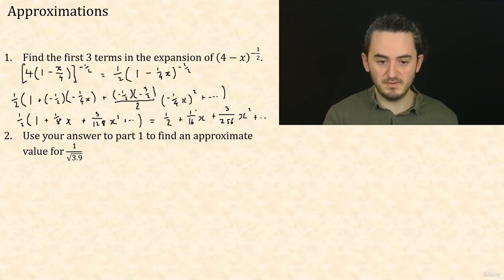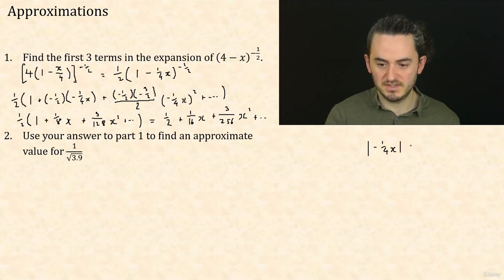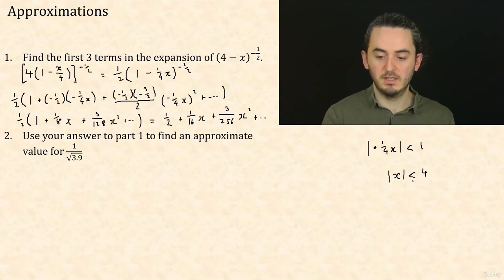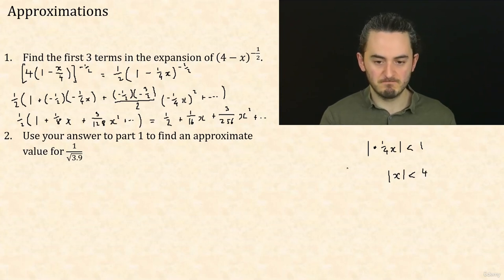When is it valid? I evaluate it at this stage, it's valid when the modulus of minus 1/4 x is less than 1, and in future I'm not going to bother writing the minus in there because it never matters. Multiply through by 4, and it's when mod x is less than 4. So anything between minus 4 and 4, it should be good.